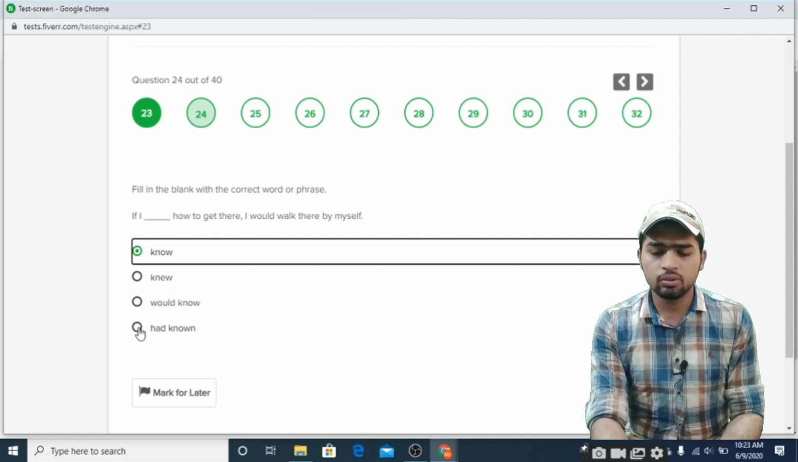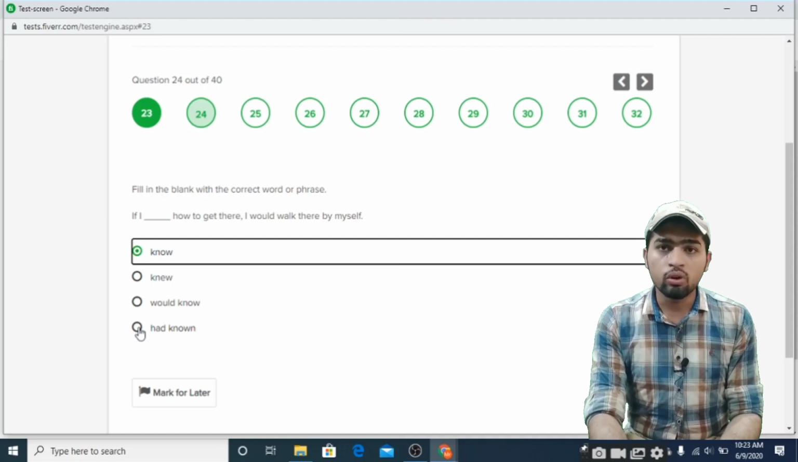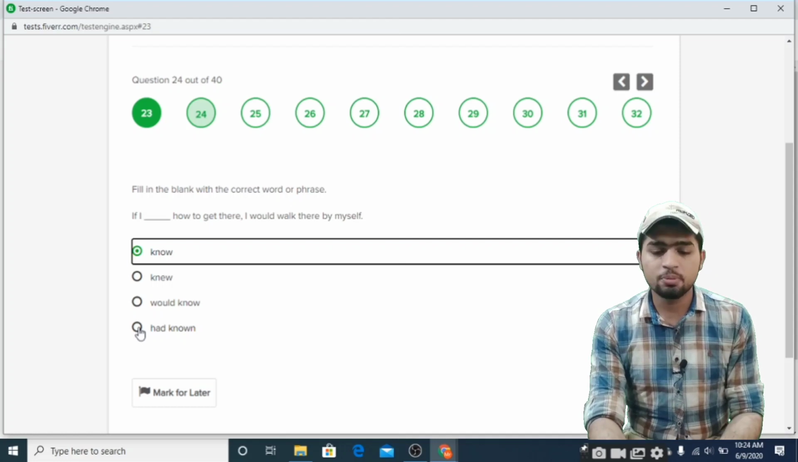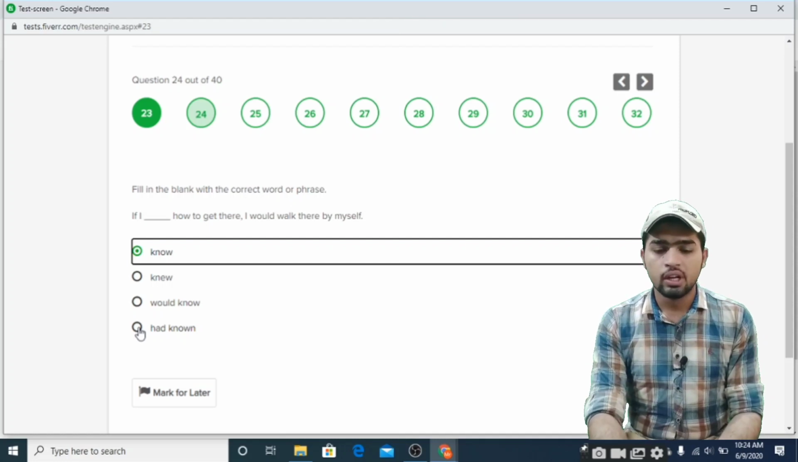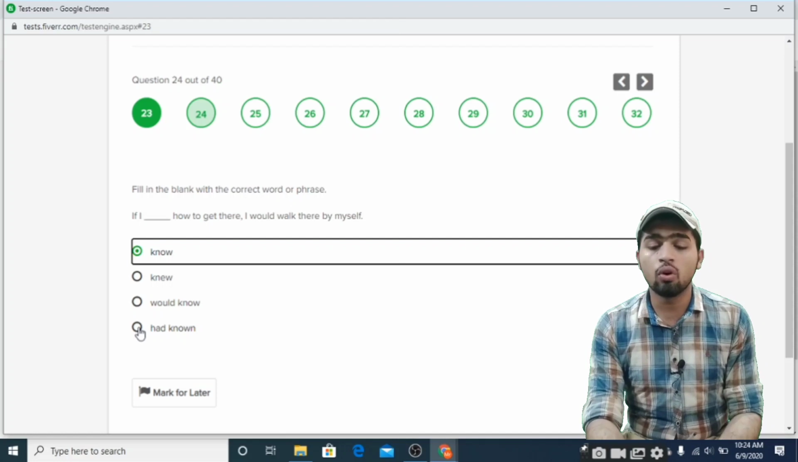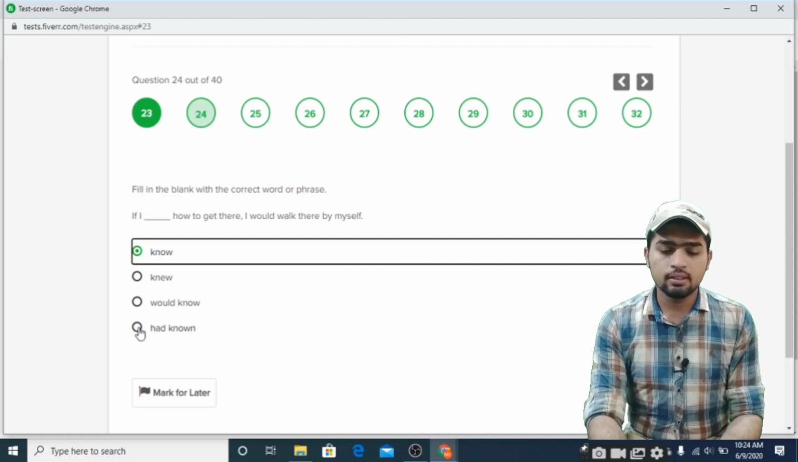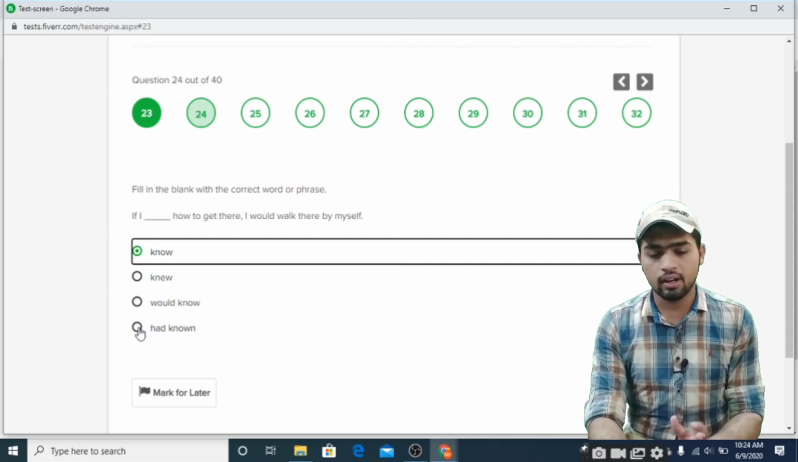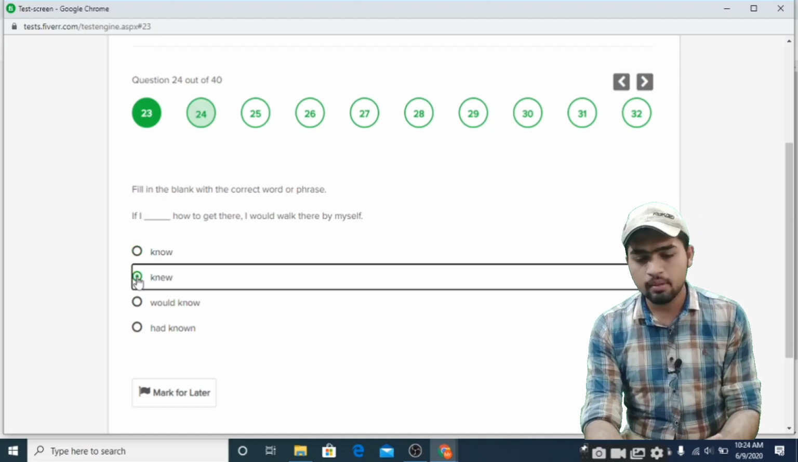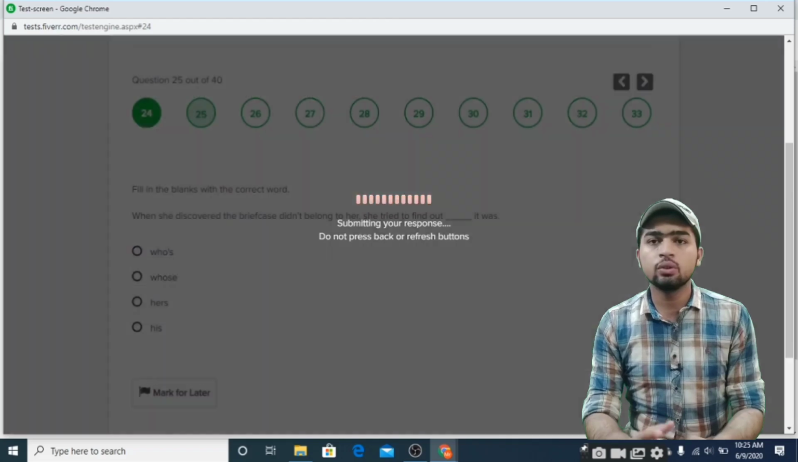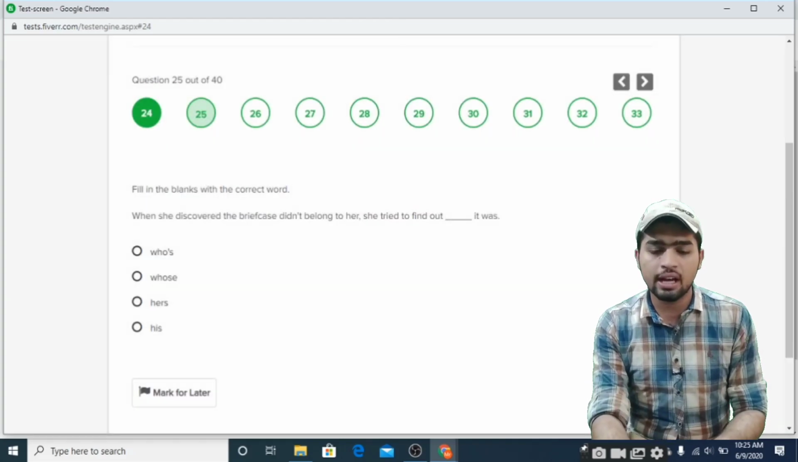I am also confused here. Know or had known? Knew, obviously no. Would know, obviously no. First option no, and the fourth one, last option, is had known. If I dash how to get there, I would walk there by myself. In my opinion, option second is correct. If I knew how to get there, I would walk there by myself. So I click on next and continue to the next option.